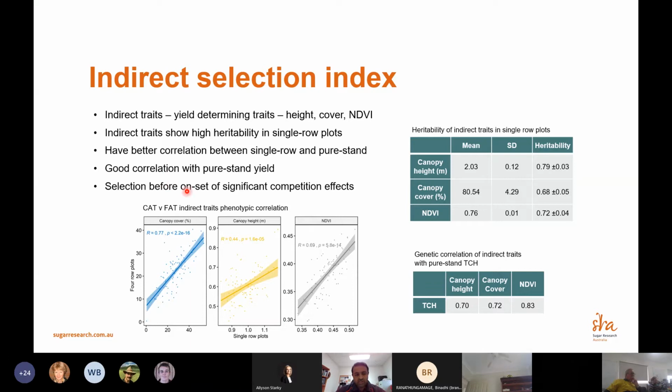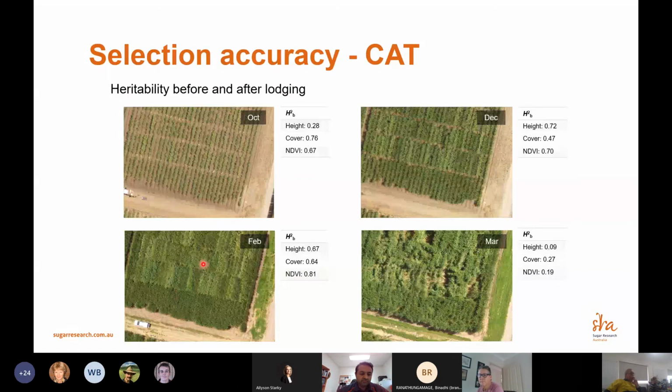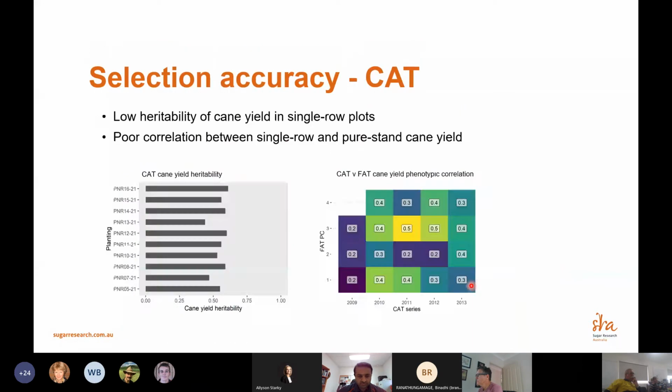And they also provide good correlation with pure stand conditions. Under pure stand conditions, these indirect traits are quite well correlated with pure stand cane yield. So all these things put together make them good candidates for indirect selection for pure stand cane yield in single row plots. The other advantage of indirect selection is that we can move the selection before the onset of competition effects. Effectively, we can move the selection to this stage where we can phenotype the plots much more accurately than at this stage.